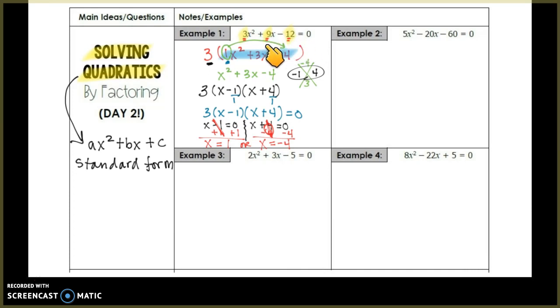I'm going to show that in the calculator screen, but not in the video because I don't have time. I only have 15 minutes. So let's look at the second example.